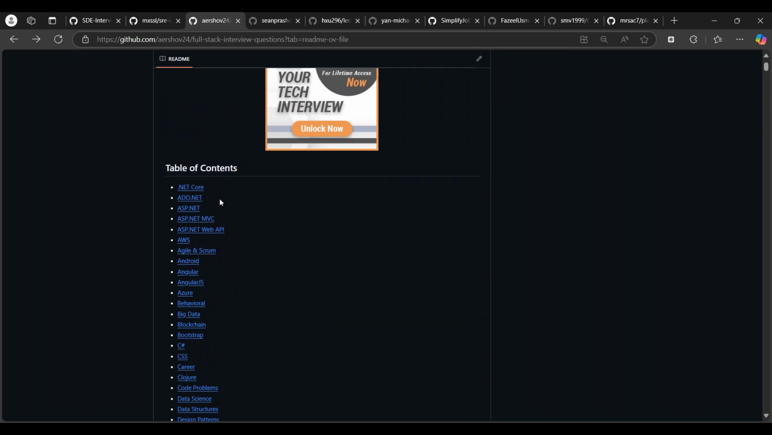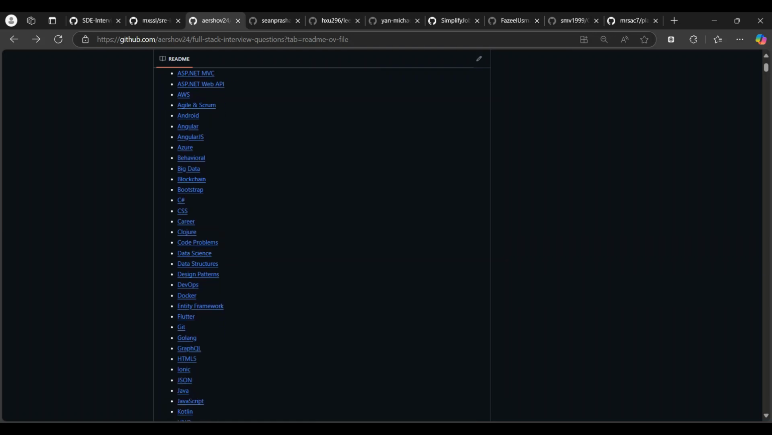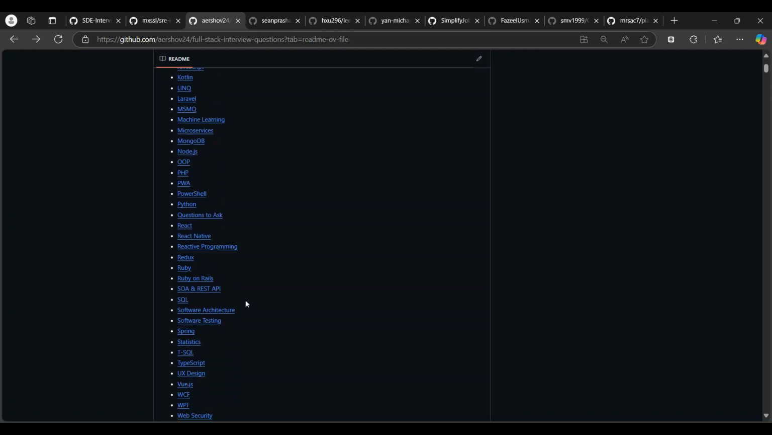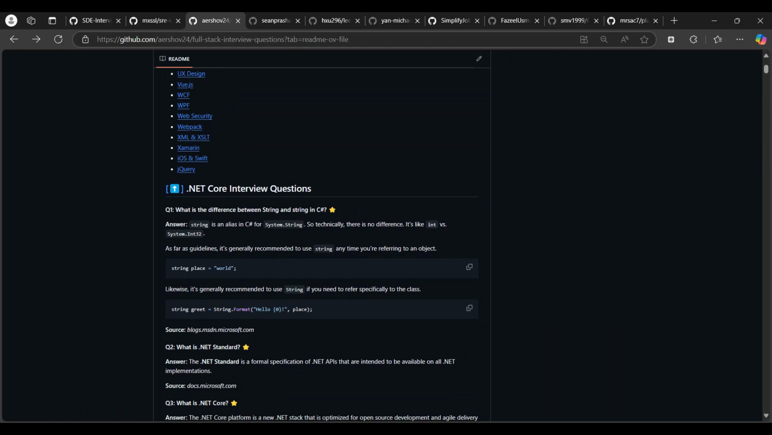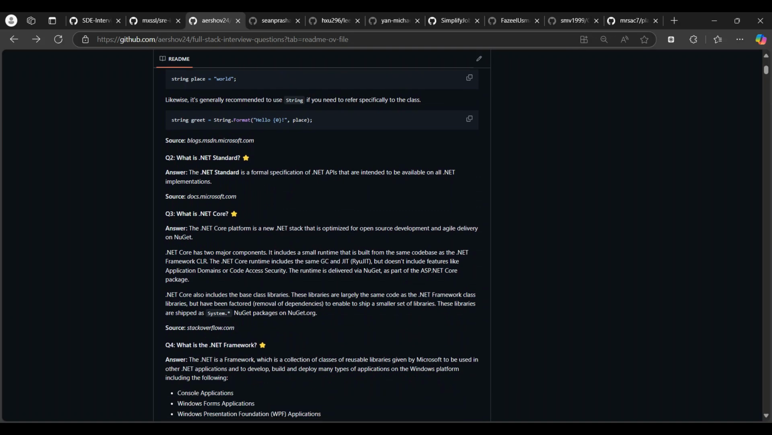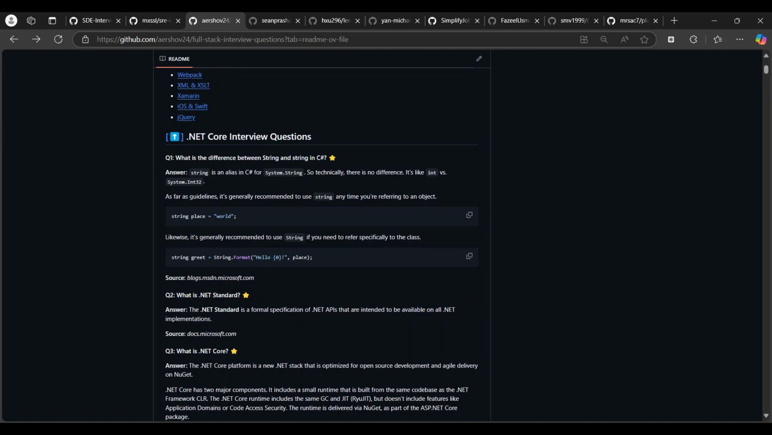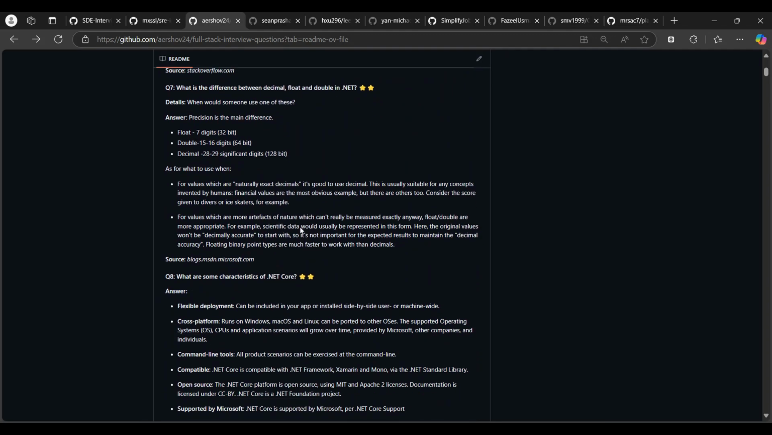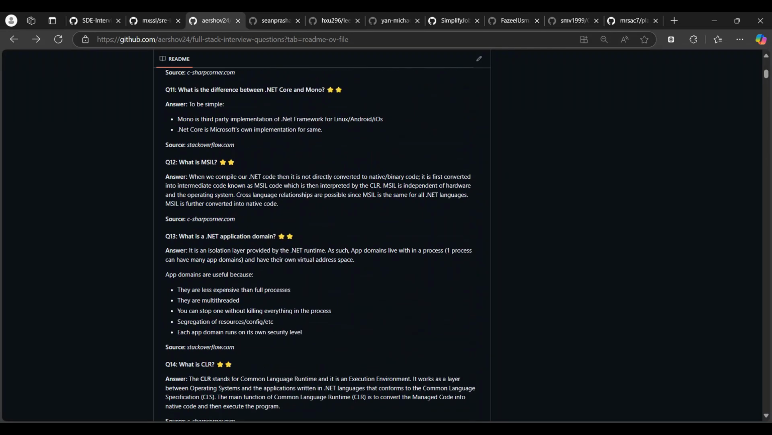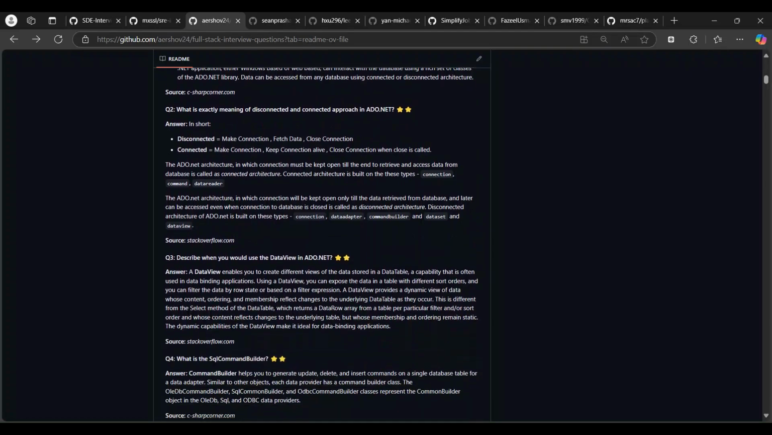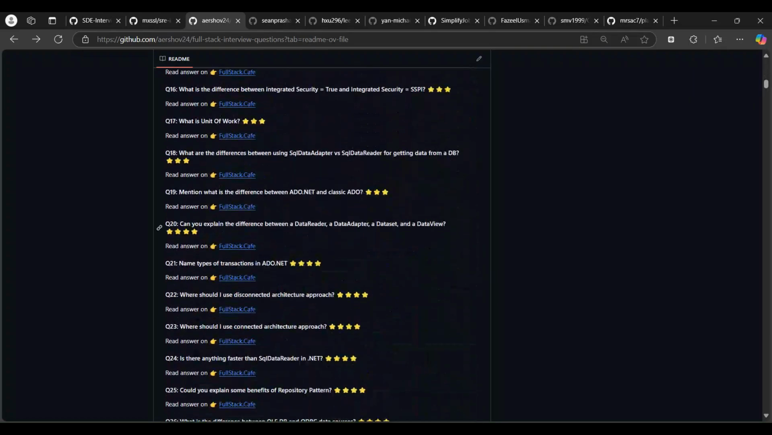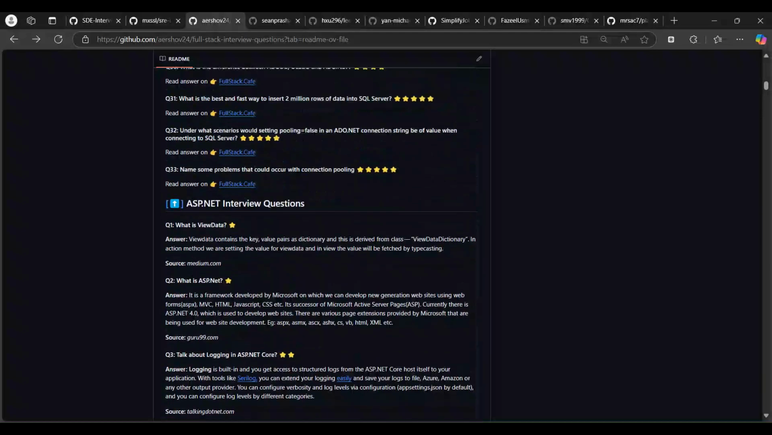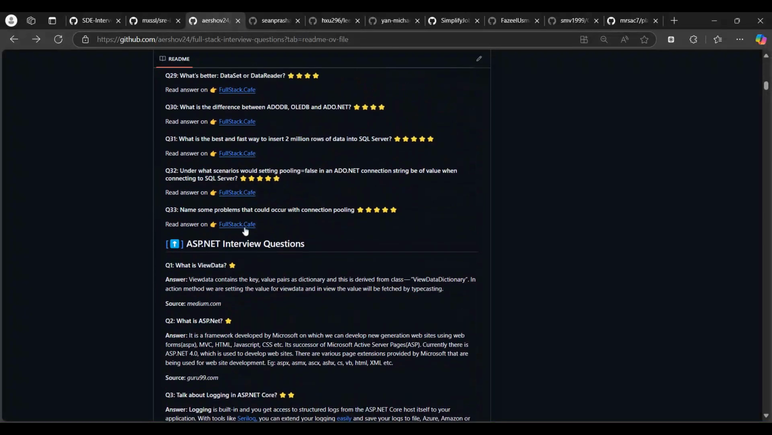For .NET, ASP.NET, blockchain, Bootstrap, DevOps, MVC framework, Kotlin, Laravel, a bunch of resources they have added. Machine learning, MongoDB, Redux, Ruby. Anything they have added, so it will be really great for you to prepare. Look at the .NET interview questions they have listed, so you can learn from here and prepare for .NET. Then similarly, according to your own interest, they have listed answers also, like the answer to this question is from here.